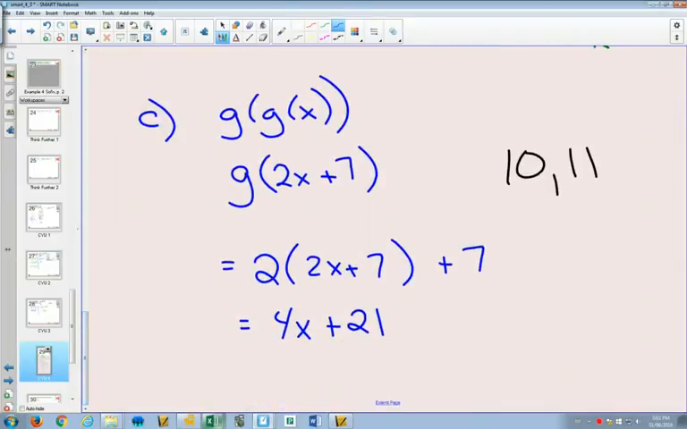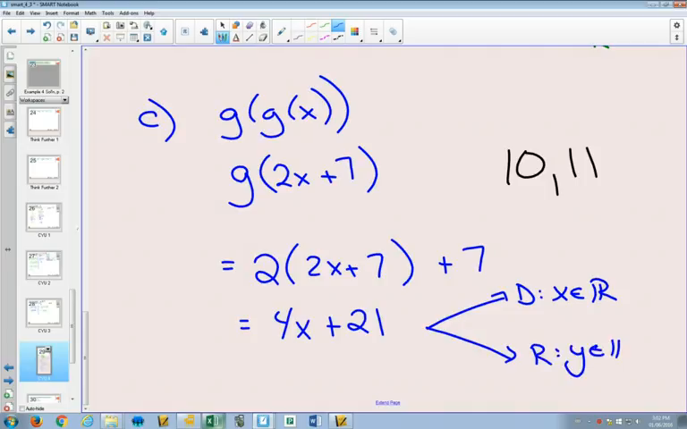What kind of graph is the last one? It is a line. So the domain is everything, and the range is everything. Again, the questions you can do are number 10 and 11.